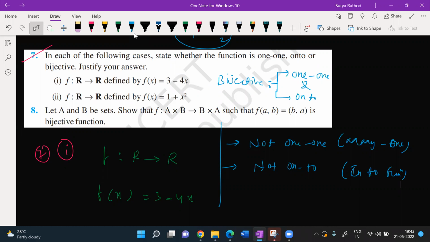Okay, we'll be solving a different question. You will be understanding what exactly the concept is going to be, what exactly the concept actually is.